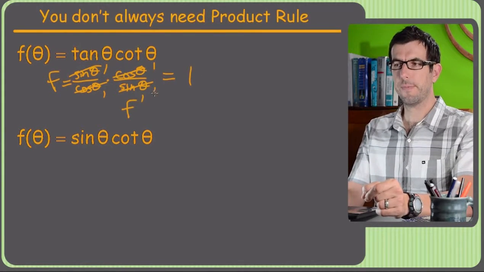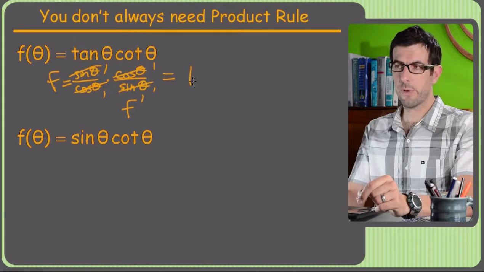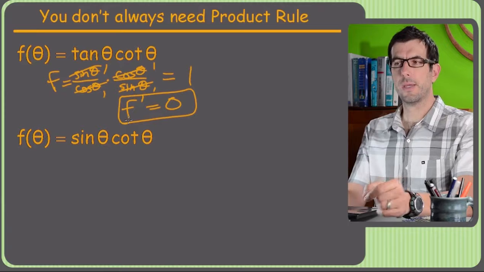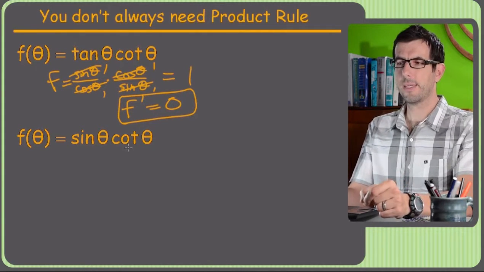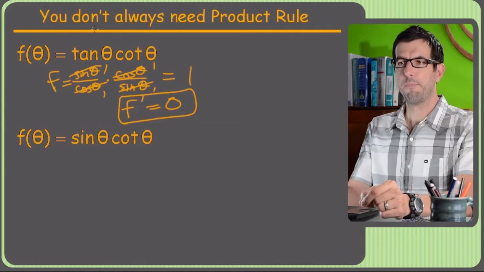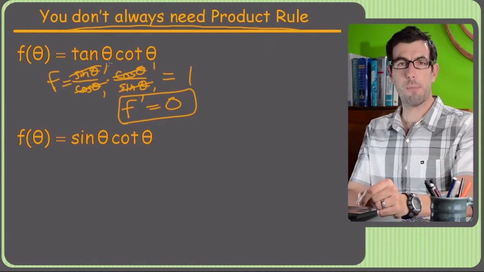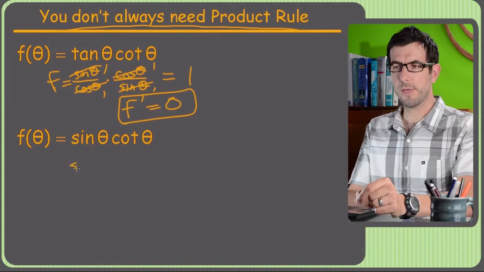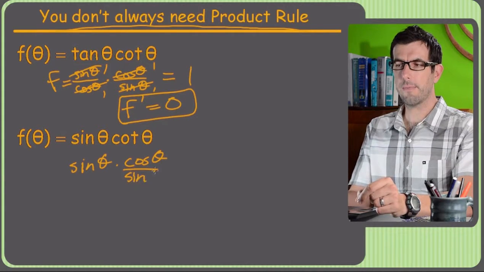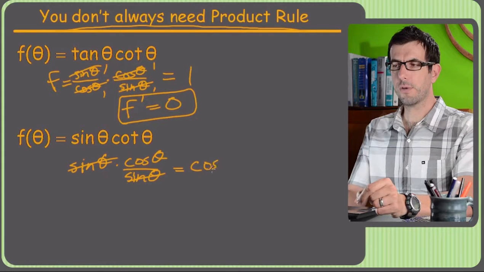F prime is the derivative of this. Derivative of 1, and the derivative of 1 is 0, because it's a constant. So pretty crazy, right? Nice stuff. All right, sine theta times cosine theta. Let's take a look. Because it's on the slide with this title, you're probably guessing this reduces. Let's see, we got sine theta times cosine theta over sine theta. Those cancel, so sure enough, it's cosine theta.